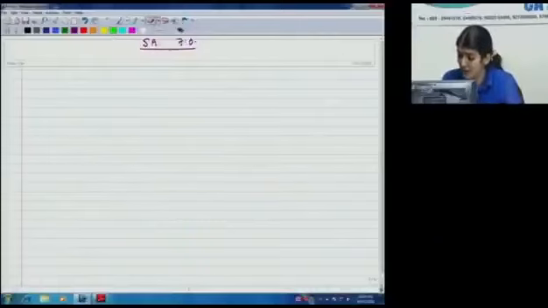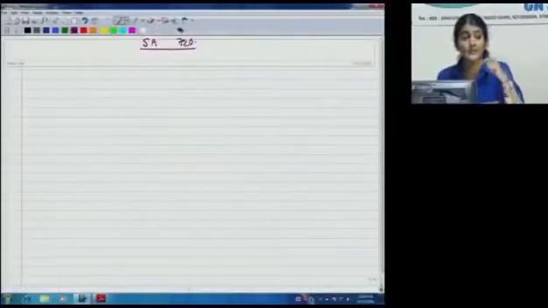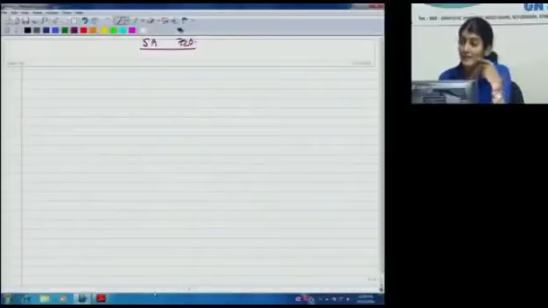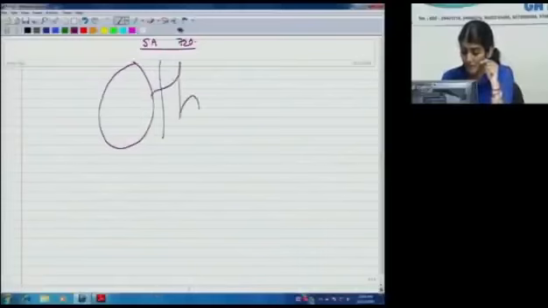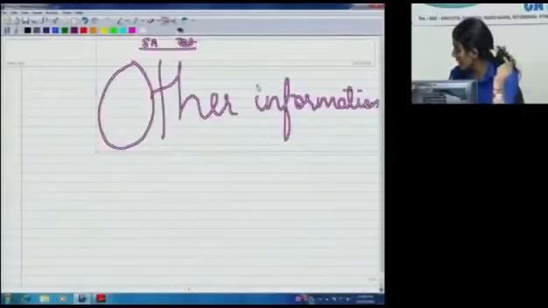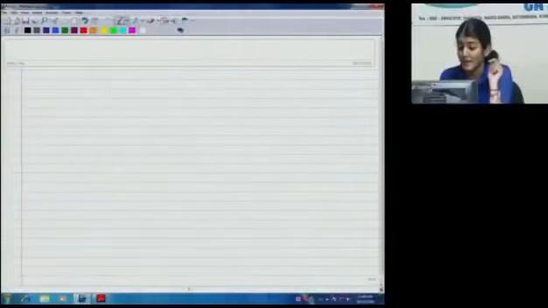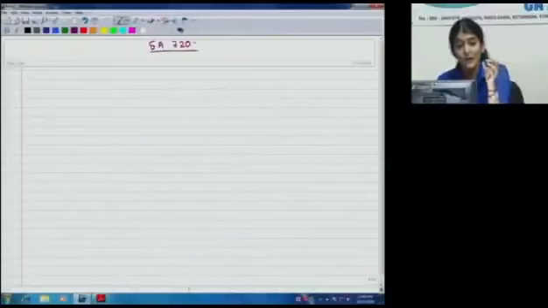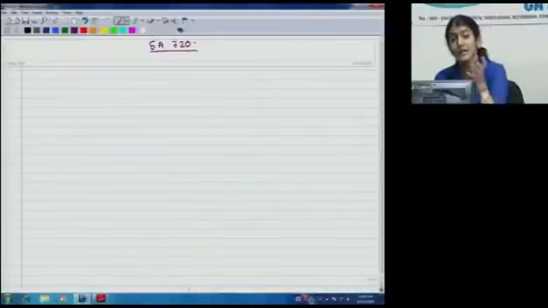Then we came to the last one in the 700 series, SA 720, the auditor's responsibility in relation to other information. It talks about other information in documents containing the audited financial statements. So we said contents of the annual report minus financial statements is equal to other information. And what did we say? Whatever is the financial information in the other information, is it consistent with the financial statements?